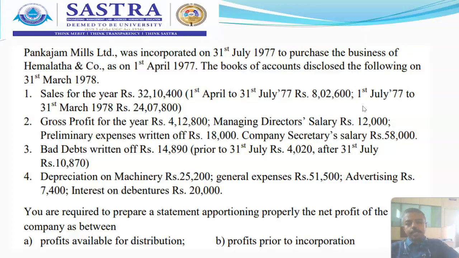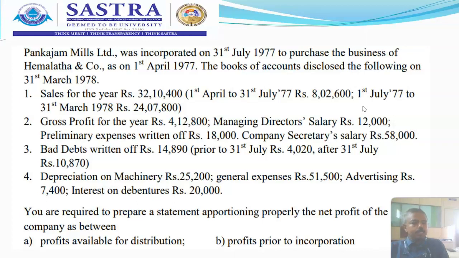So hence the general expenses of 51,000 is in the time ratio 1:1 proportion between pre-incorporation and post-incorporation period. So 51,000 for pre-incorporation period, the time ratio is 1/3, so 51,000 multiplied by 1/3, and 51,000 multiplied by 2/3 for post-incorporation period. Hence, we will get 17,000 and 34,000 for pre-incorporation and post-incorporation respectively.